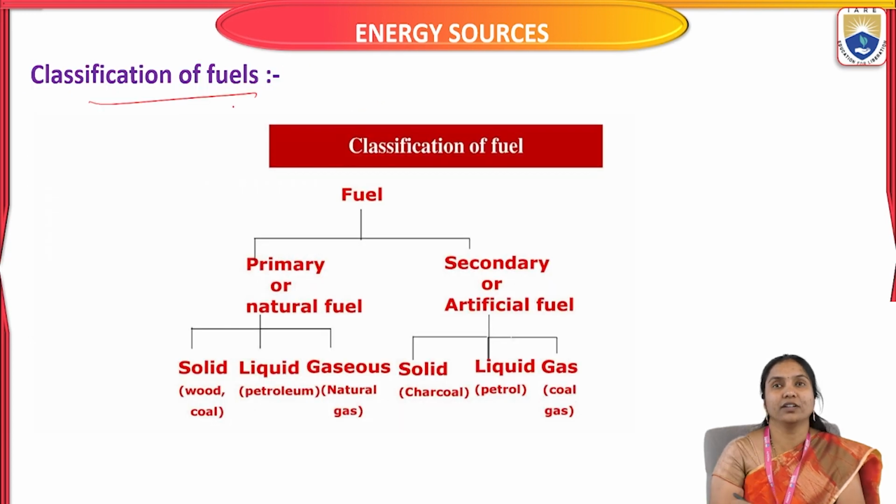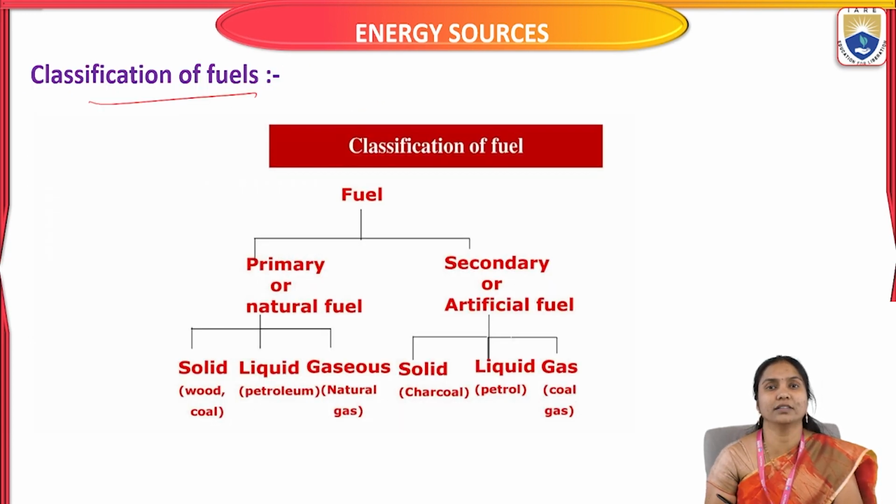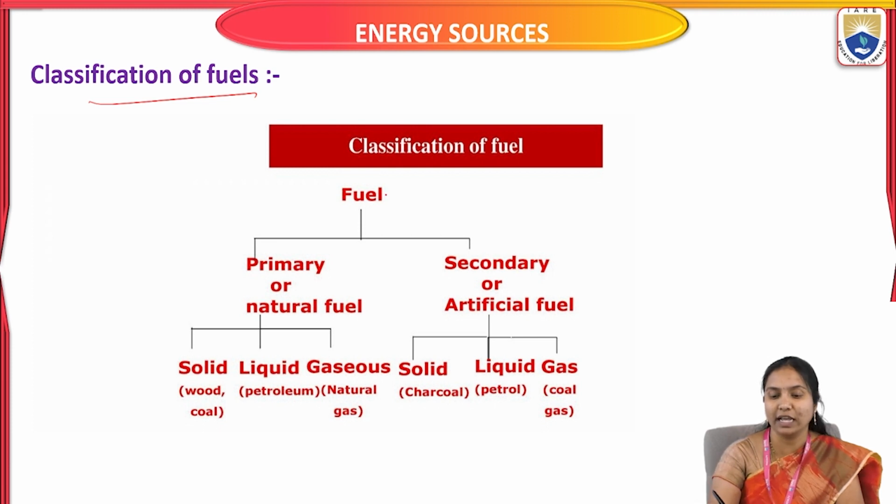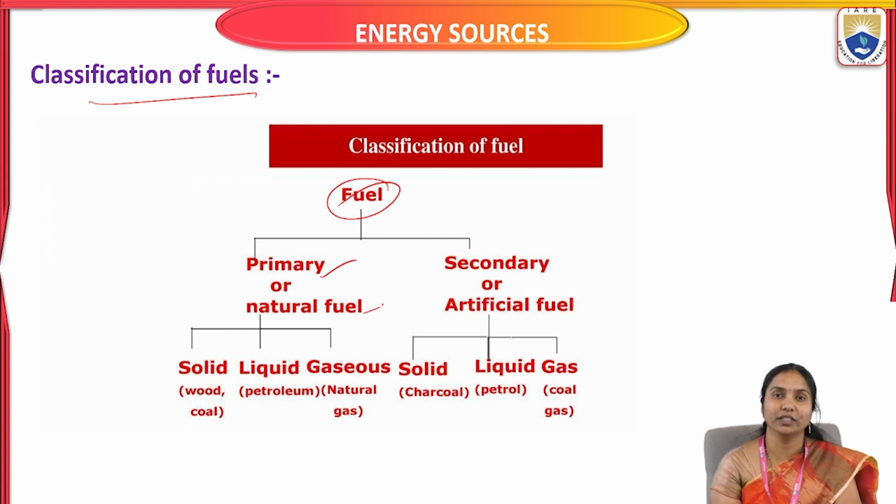Now let's discuss classification of fuels. Fuel is a basic combustion material whose main constituent is carbon. During the burning process in the presence of oxygen, it produces heat energy that is used for domestic and industrial purposes. That is called fuel. Fuel is classified into two types: primary fuels and secondary fuels. Primary fuels are also called natural fuels.